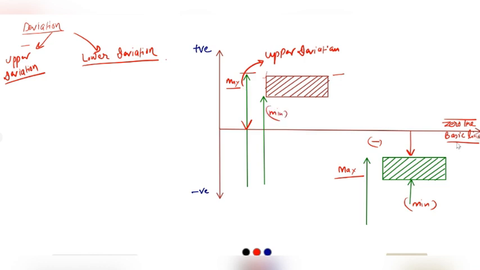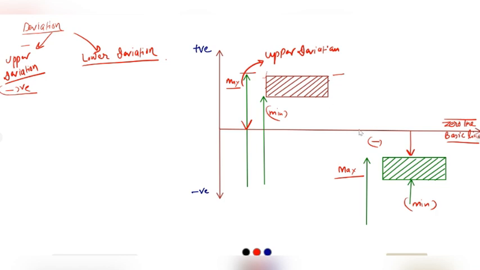Now, if we calculate the difference of maximum limit and basic limit, or the basic size, and the maximum size is less than the basic size, as in this case, then the upper deviation will be negative. Whereas in the case of the first one, the maximum limit is greater than the basic size. Therefore, in this case, the upper deviation will be positive. Similar is the lower deviation.